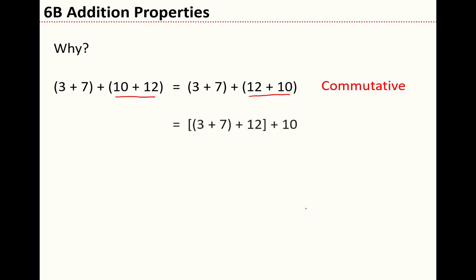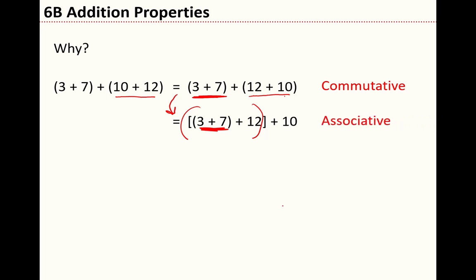Now, let's say that this second equation is equal to another one. What has changed here? There's been a regrouping. Previously I had 3 plus 7, well that stays the same, and the 12 and the 10, but now the 12 is grouped with the 3 plus 7. So the order of the elements has stayed the same, but there's just regrouping. We have an equality, and this is due to the associative property.